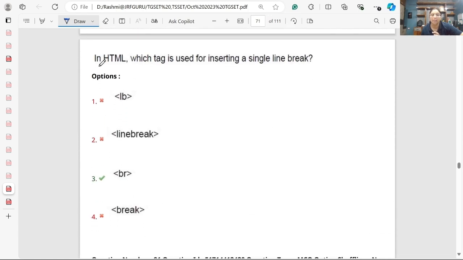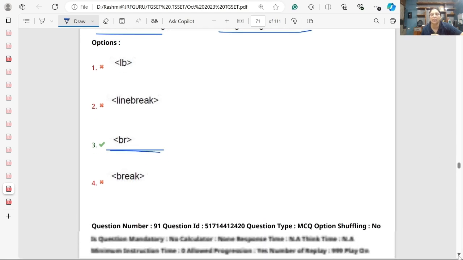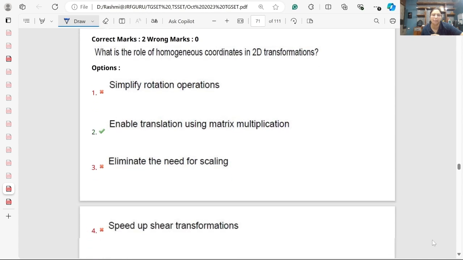Now, in HTML, which tag is used for inserting a single line break? Obviously, the BR tag. We use the BR tag to insert a single empty line.